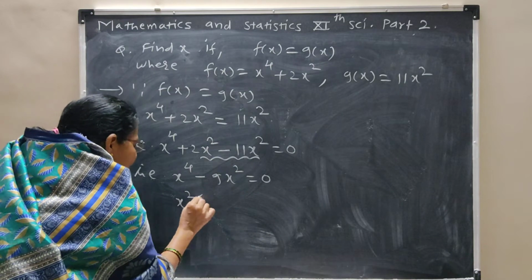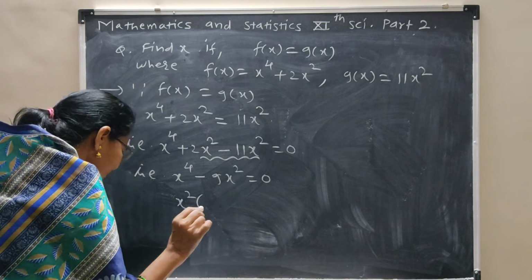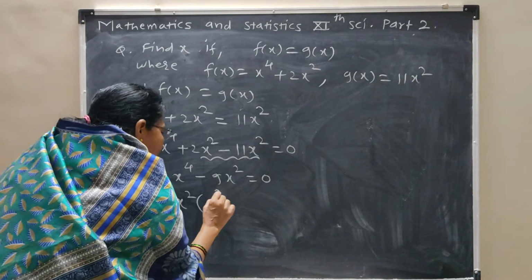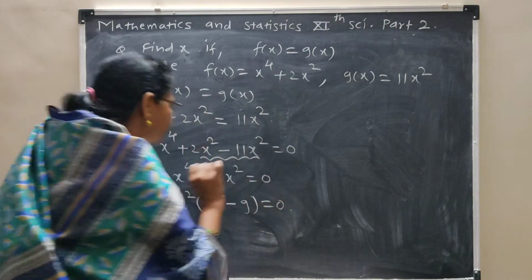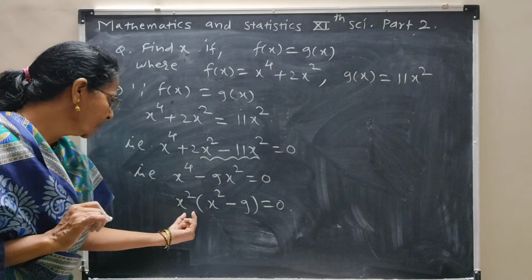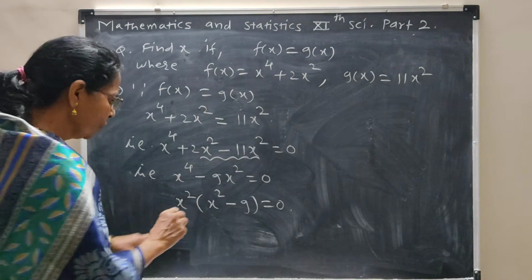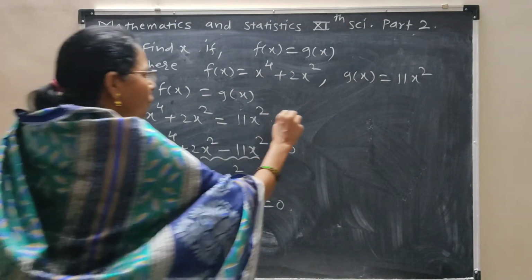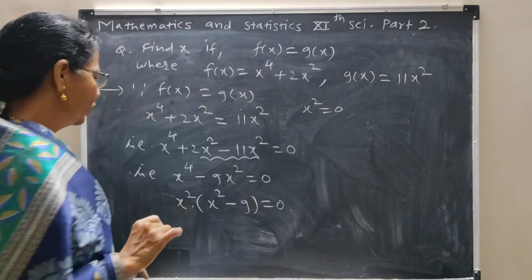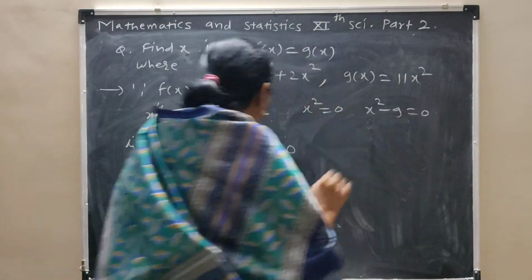Take x square common. From these terms, take x square common. Here is x square minus 9 is equal to 0. So that x square is equal to 0, that is not possible. Now take this x square minus 9 is equal to 0.